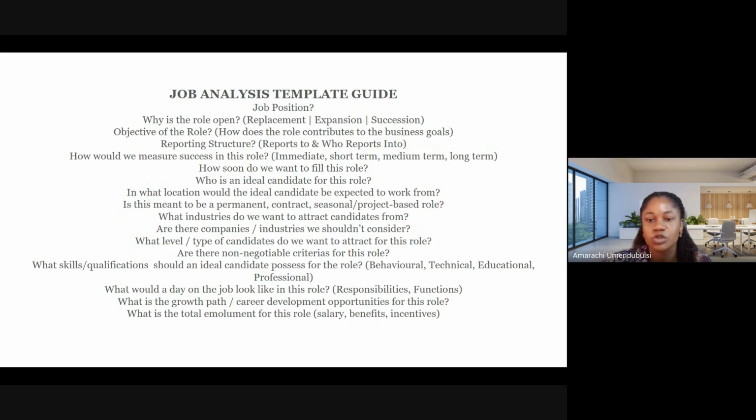Short term can be 6 months to 1 year. How would we define success in this role? You move it to medium term to long term, so that when you're bringing in anybody, you're checking their capacity. If the business wants, for example, if it's a business development role, let me still stick to the accountant role.